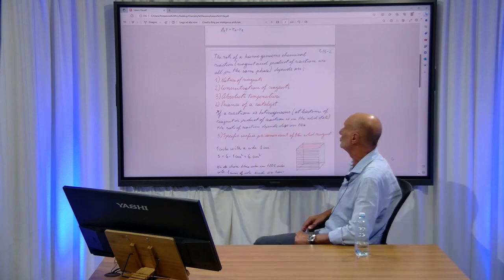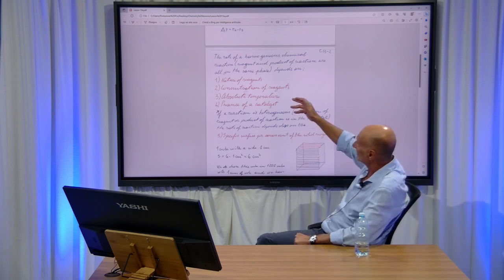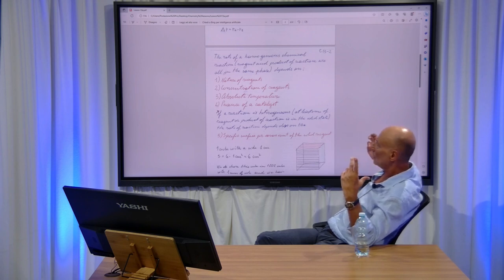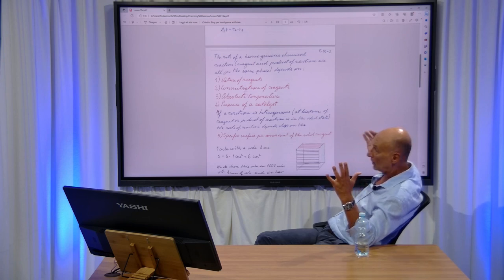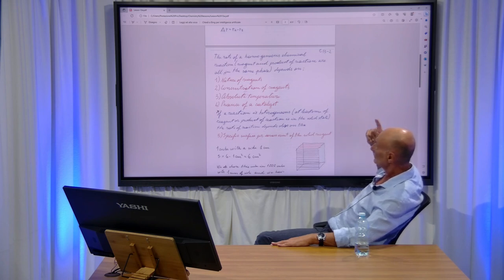The rate of a homogeneous reaction depends on the following parameters. Homogeneous reaction means that the reagent and the product of the reaction are all in the same phase, namely all compounds are in the gaseous phase, all compounds are in solution, and so on. In this case, the rate of reaction depends on the nature of the reagents, the concentration of the reagents, the absolute temperature, and the presence of a catalyst.